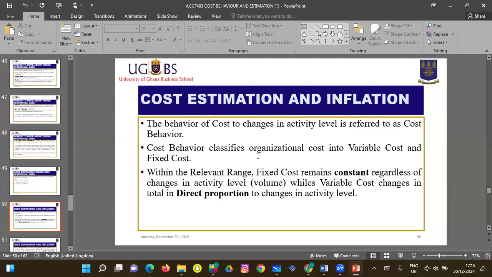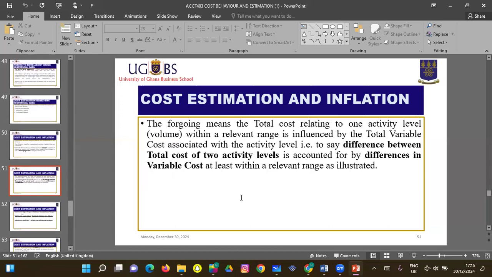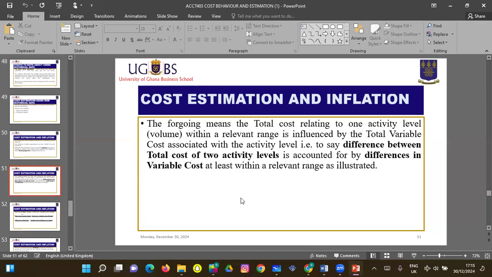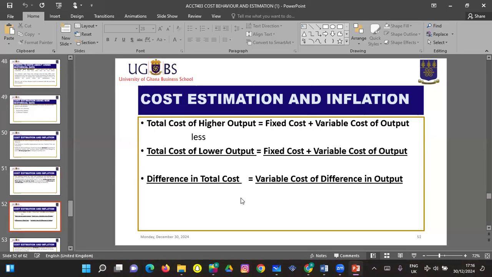Cost behavior classifies organizational costs into fixed and variable costs, where fixed costs within the relevant range remain constant regardless of changes in activity level. So the foregoing means that the difference in total cost between two activity levels is accounted for by the difference in variable cost, at least within a relevant range.